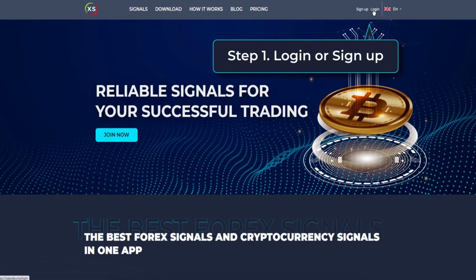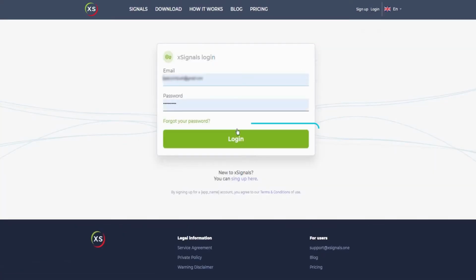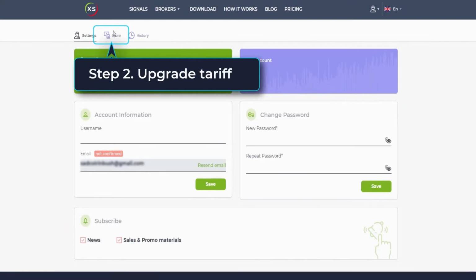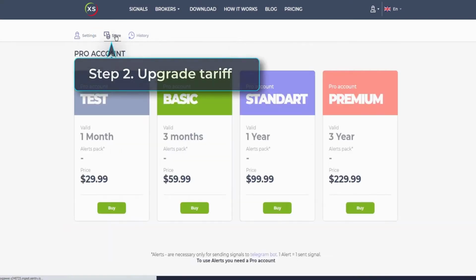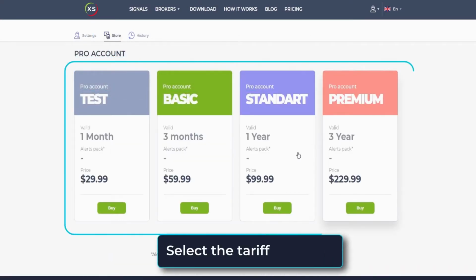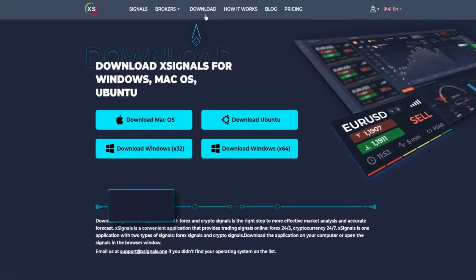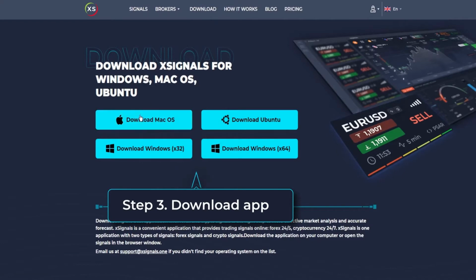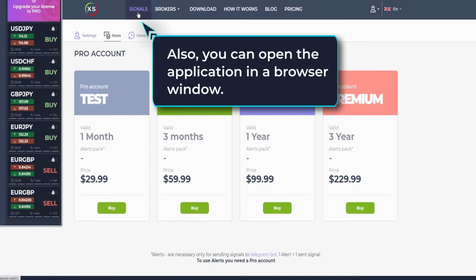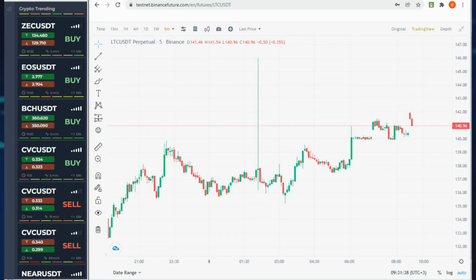To access the signals, we register on the site. All you need is email and password. To access all the features of the service, it is recommended to purchase one of the Pro versions. In addition to the web version, there are desktop applications for all popular operating systems. For more information, visit the website.